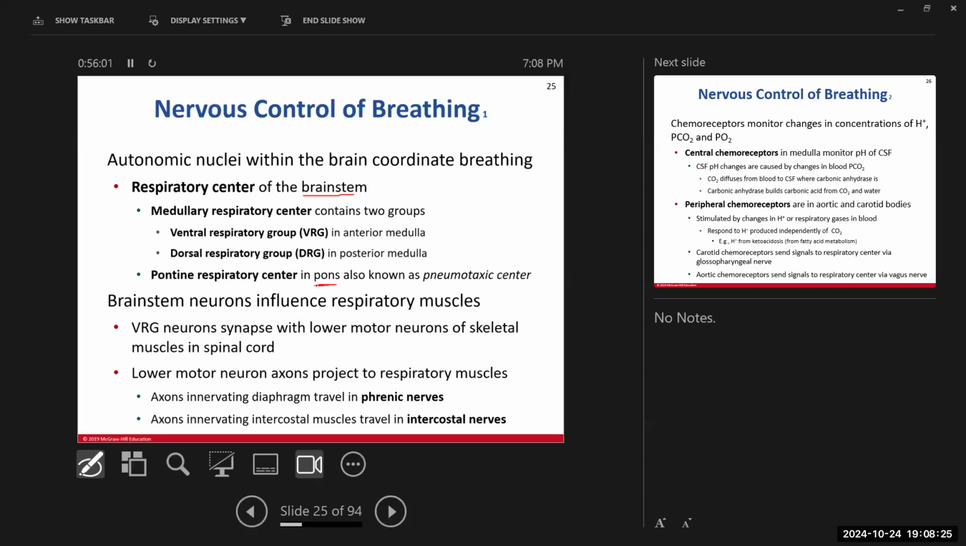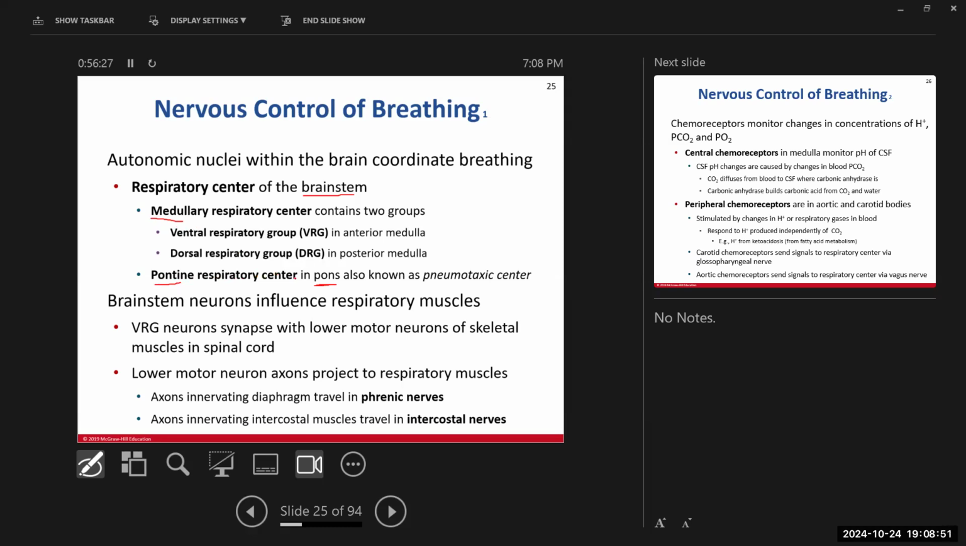Anyways, in those two regions of the brainstem, the medulla and the pons: in the medulla, you're going to have two groups. One's called the ventral respiratory group. The other one's called the dorsal. One's in front, one's in back. Those are going to be the main players in respiration. When we're discussing force of respiration and breathing rate, they're going to play a big role.